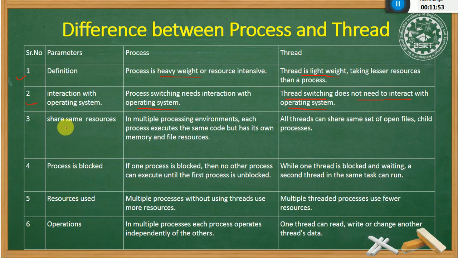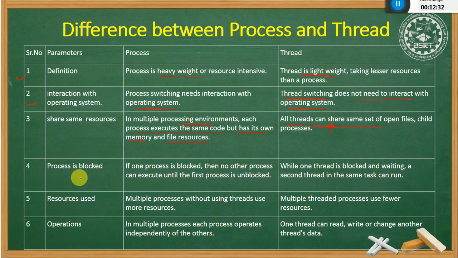Then third, resource sharing. In a multiple process environment, each process executes the same code but in different memory locations with different file resources. Multiple processes are executed at a time, but the processor will execute a single process at a time, having separate code, separate memory and separate file resources. But in the multi-threading approach, all the threads can share common files, common code, and common memory locations also.